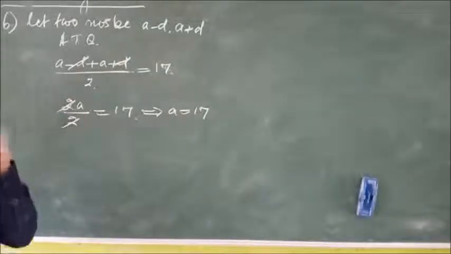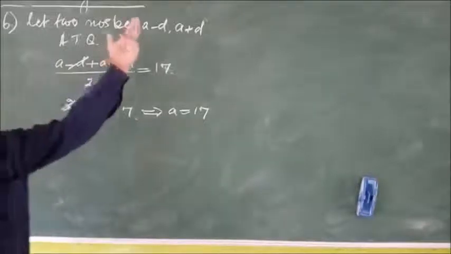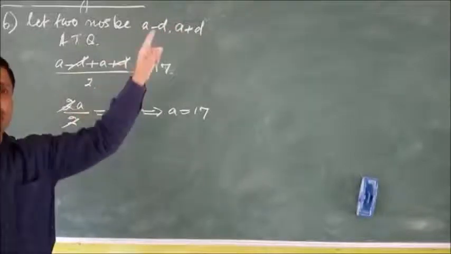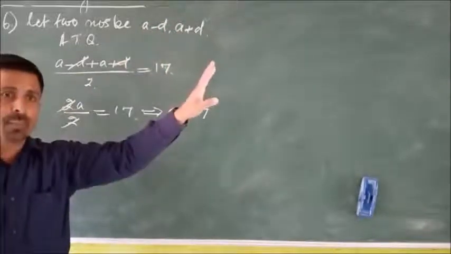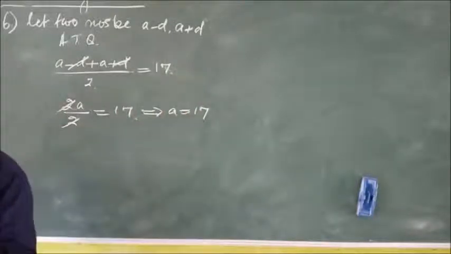Now, what is the main question? The main question is to find the two numbers, and your numbers are A minus D and A plus D, and these two numbers can be calculated only if we have the values of A and D both. So far what we have calculated is only the value of A. Now we are looking for the value of D.